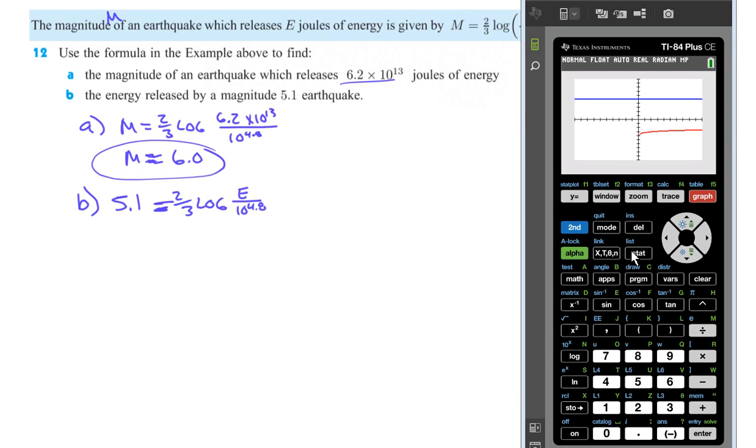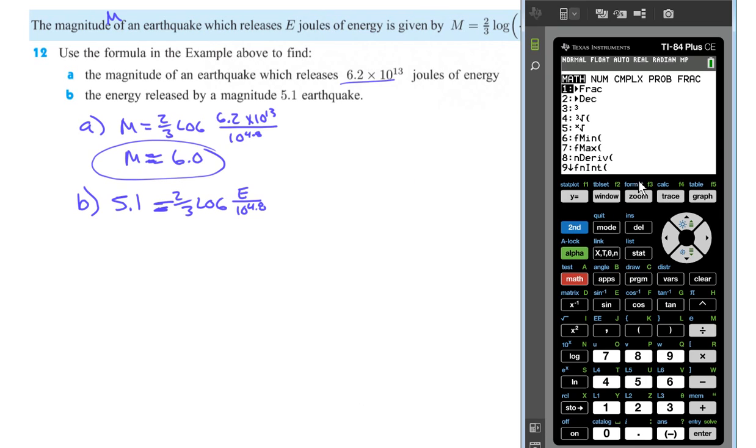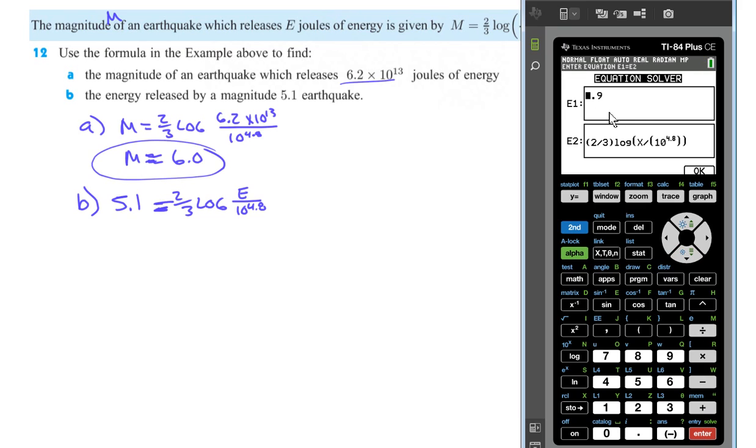So the way we're going to have to do this is using the numeric solver, which I did in the notes, which I had already forgotten about. So my apologies. So here's what we do: math, and you got to go all the way down to C, which says numeric solver. So keep scrolling down, A, B, C, numeric solver. So we push enter, and then we're going to put our two equations in here. We already did one similar to this earlier. So instead of 6.9, we're going to put 5.1 in there for the first part, and then we've got the 2/3 log of x divided by 10 to the 4.8 power.